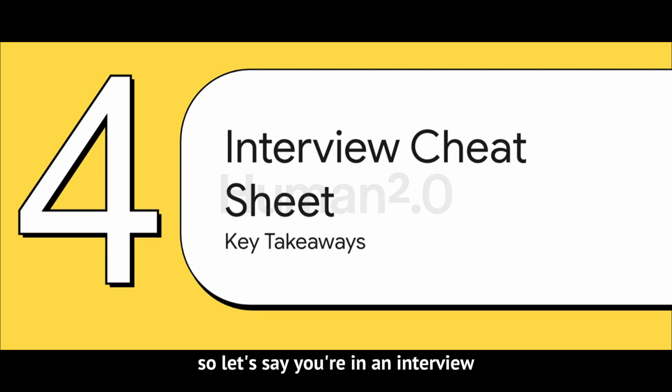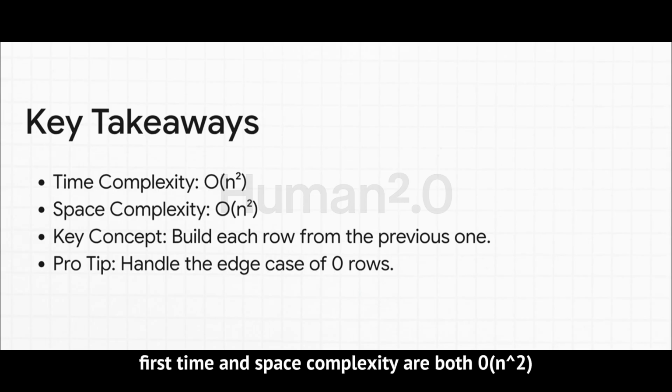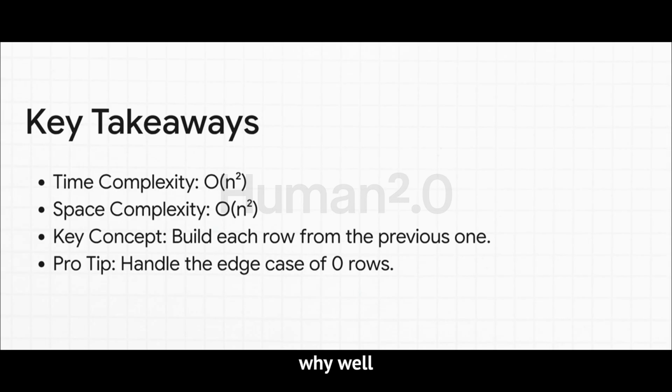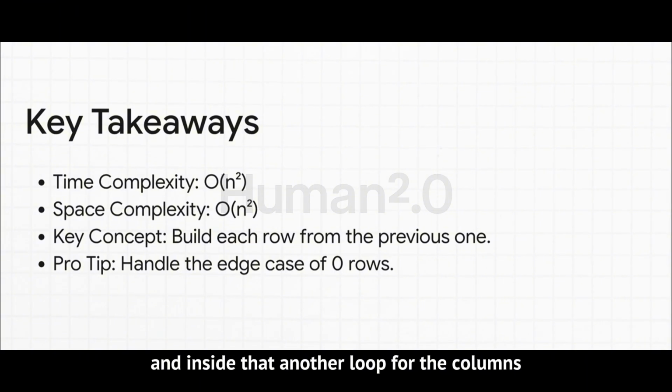Okay, so let's say you're in an interview and this very problem comes up. What are the absolute must-know things you need to talk about to show you really get it? Here's your cheat sheet. First, time and space complexity are both O of n squared. Why? Well, think about it. We have a loop for the rows, and inside that, another loop for the columns. A loop inside a loop, that's a classic n squared situation. The key concept here is dynamic programming. It sounds fancy, but all it means is we're solving the problem by starting small and using the previous answer to build the next one.